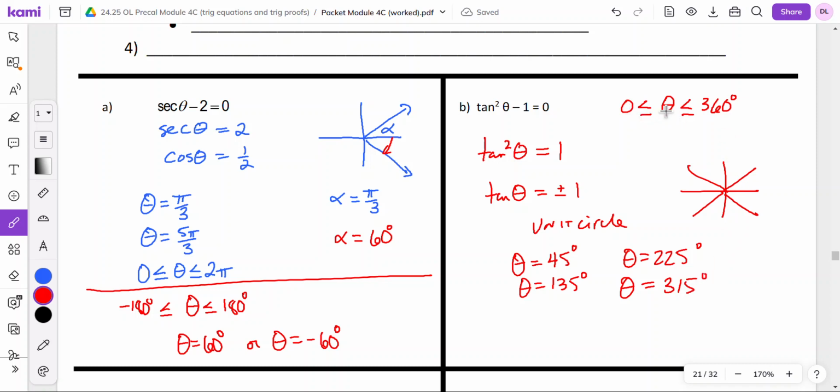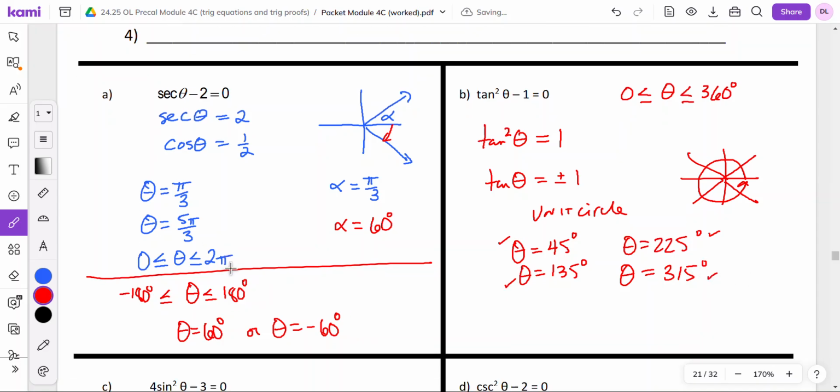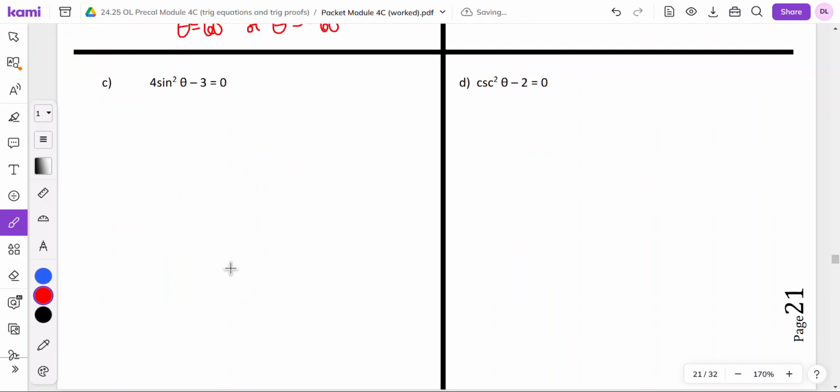Because in one rotation of our unit circle, we know we're going to have four solutions where the tangent of theta is equal to positive or negative 1. We know that it's going to be two solutions for positive 1, and two solutions for negative 1. Let's look at another couple of examples before coming back and synthesizing what it is that we're doing.